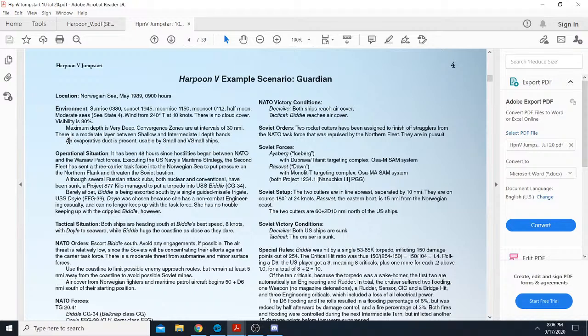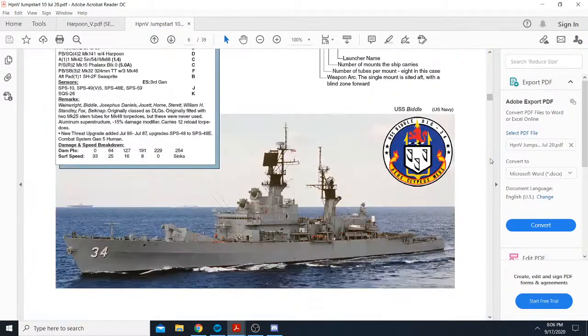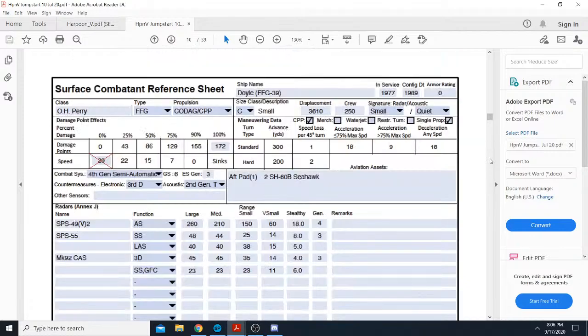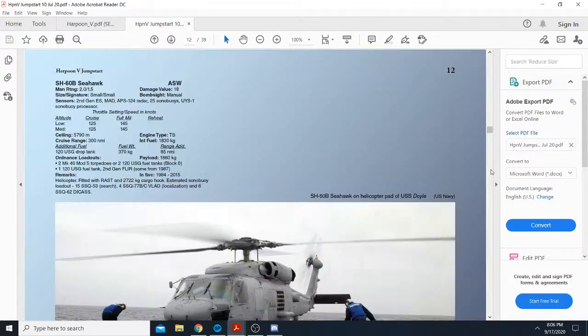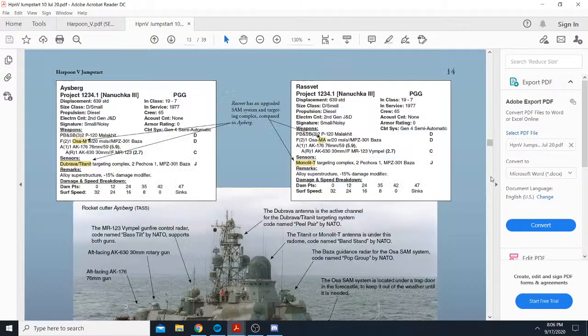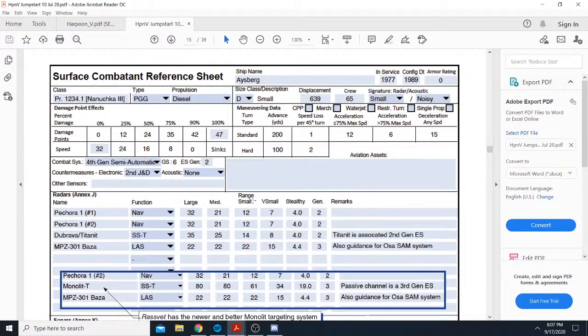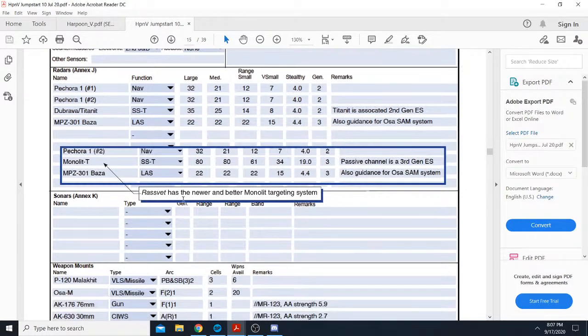Except in the case of the Russian missile carrier, cruiser, pocket carrier. In which case, let me show you that. If we look down at the Rosviet, you see how this has a Monolith T, which is an SS-T system. I don't know why that's not listed here. Maybe it's listed down here. There we go. You see right here?